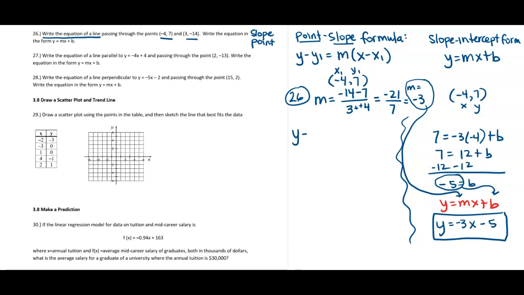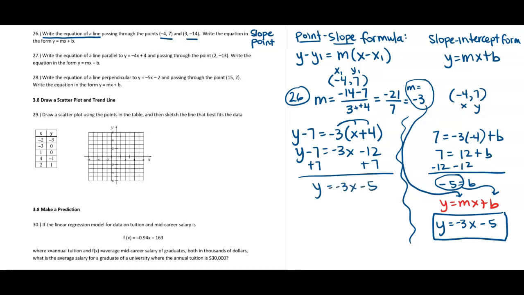So I'll have y minus, in place of y1, goes 7, equals m, which we said is negative 3, times x minus x1, which is that negative 4. So minusing a negative 4 is adding 4. Okay? And then to simplify this, I need to distribute through, so y minus 7 equals negative 3x minus 12. And then to get y by itself, I need to add the 7 over. So y equals negative 3x minus 5.